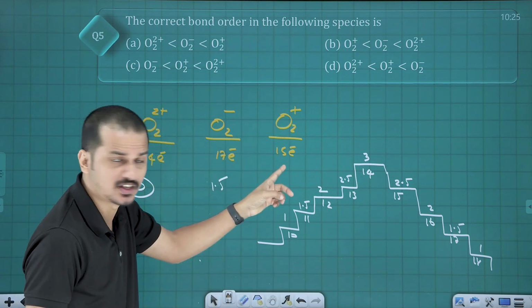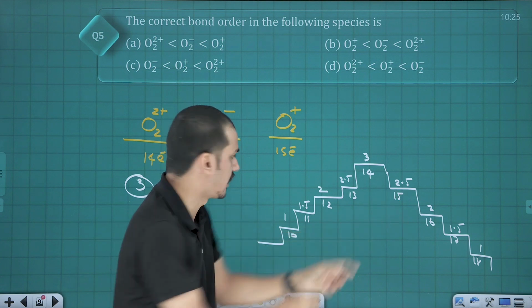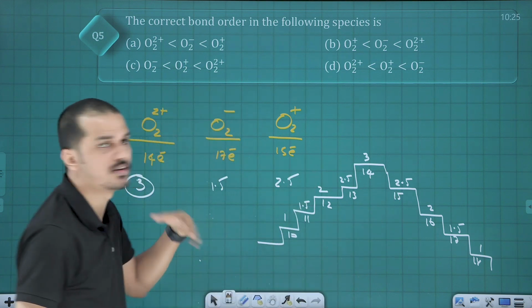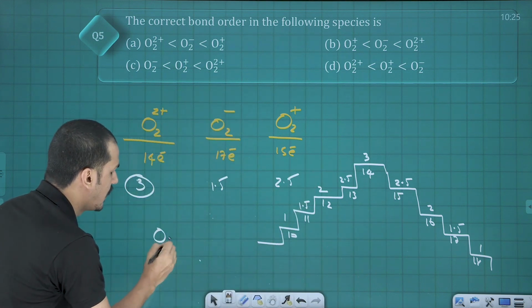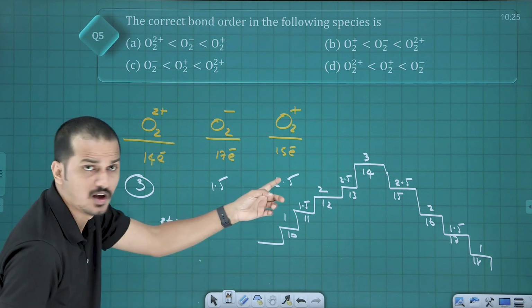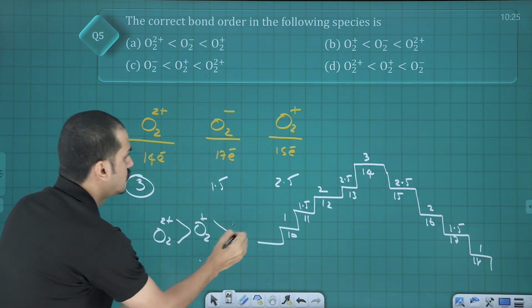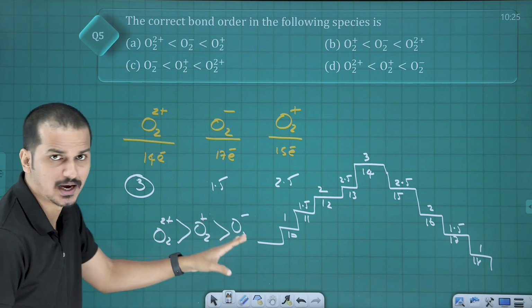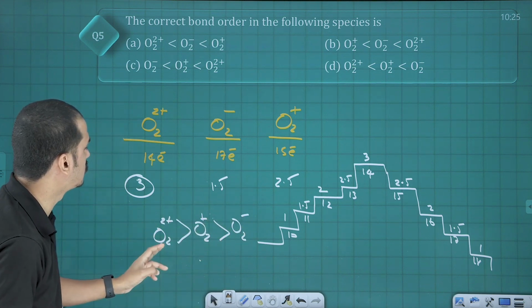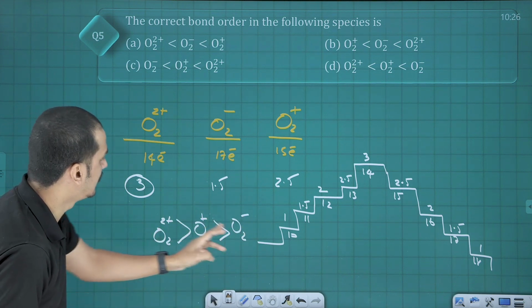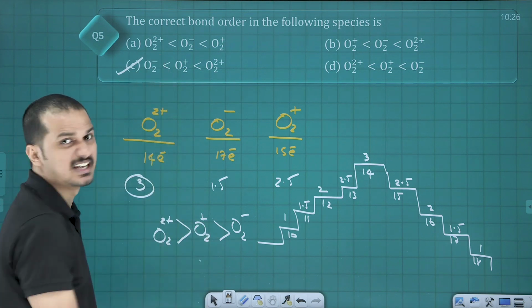O2 plus, 15 electrons are there. 15 electrons means what's the bond order? 2.5. So which is having more bond order? O2 2 plus has more bond order than O2 plus, then O2 minus. So what's the answer for that? O2 2 plus, O2 plus, then O2 minus. Option C will come. Clear?